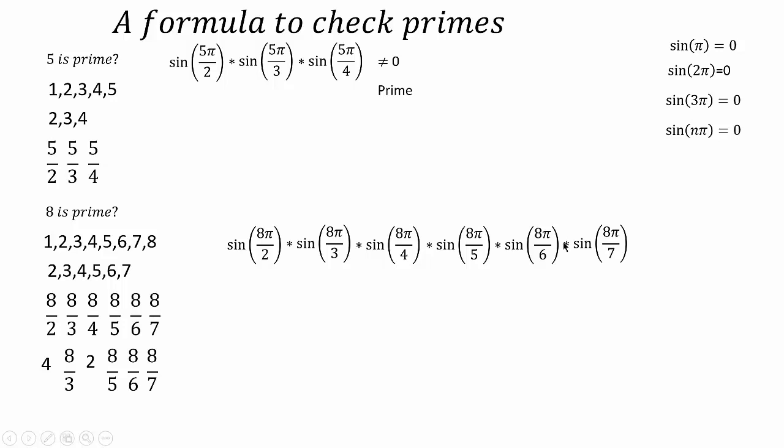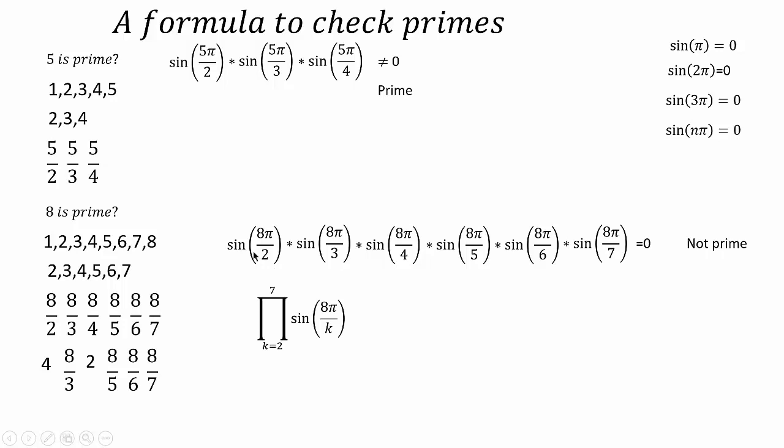When sine takes an integral multiple of pi, it will give us 0. So 8 by 2 gives 4 pi, which is an integral multiple of pi, so this will be 0. And if 0 is multiplied with any number, it will give the value of 0. So whenever a number is not prime, some terms will be integral multiples, so the overall expression will give us the value of 0, which means it is not a prime number.